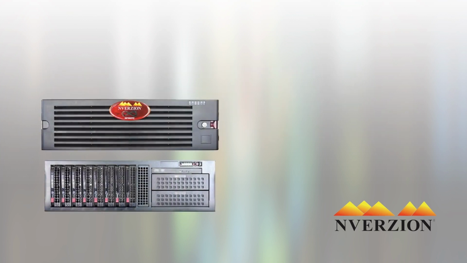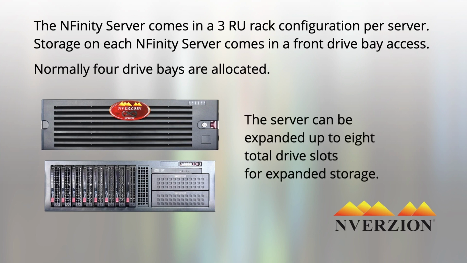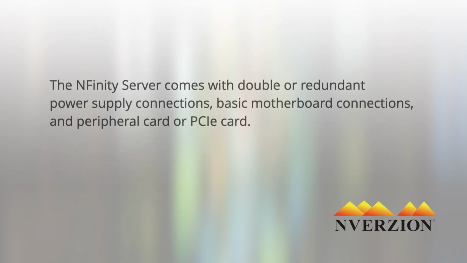The NFinity server comes in a 3RU rack configuration per server. Storage on each NFinity server comes in a front drive bay access. Normally 4 drive bays are allocated. The server can be expanded up to 8 total drive slots for expanded storage. The NFinity server comes with double or redundant power supply connections, basic motherboard connections, and peripheral card or PCIe card.